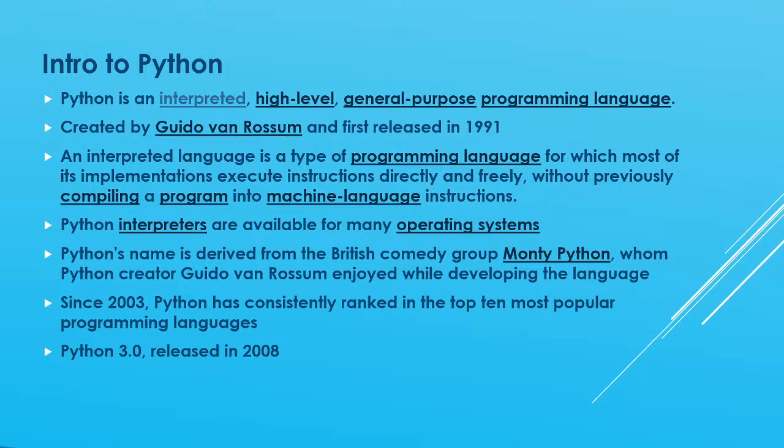Now let me talk about why it is named Python. Python's name is derived from the British comedy group Monty Python. We know that this was created by Guido van Rossum, and one of his favorite TV shows during that time was Monty Python, which he was watching a lot while he was developing this programming language.